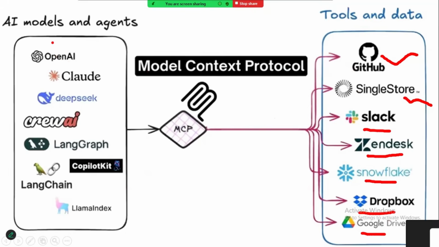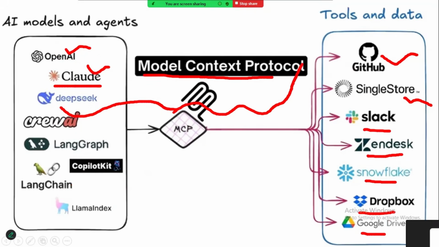And AI models and agents, you can say clients: OpenAI, Claude Desktop. We are going to use Claude Desktop. So you can take the help of OpenAI, Claude, DeepSeek, CrewAI, LangGraph, CopilotKit, or LangChain, or LlamaIndex. One of them you can use. Using this one, you are going to send a request to the MCP server through the MCP protocol. It will reach the particular MCP server according to your requirement, whichever one you have configured, and you can perform your operation. If you want to perform a GitHub-related operation, then take the help of the GitHub MCP server.